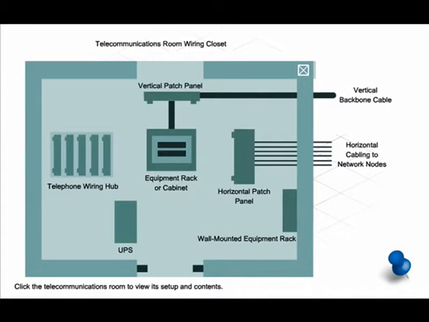If additional wiring closets are required, they are referred to as intermediate distribution facilities, or IDFs. IDFs are typically smaller than the MDF and connect to the MDF.